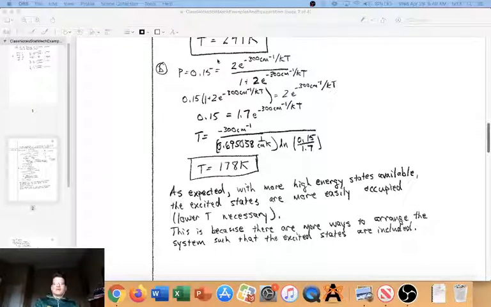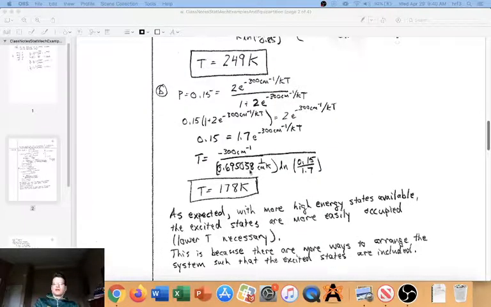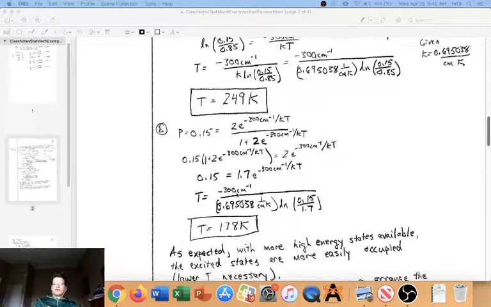Again, probability 15% equal to the same expression but with the degeneracies in there. Math, solve for temperature: 178 Kelvin. So it's interesting to compare these two. The effect of degeneracy, as expected, is you don't need as high of a temperature to get population into it, right?